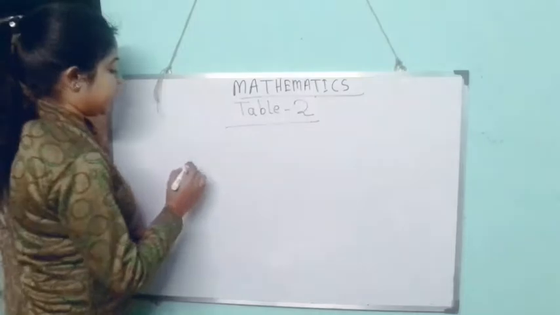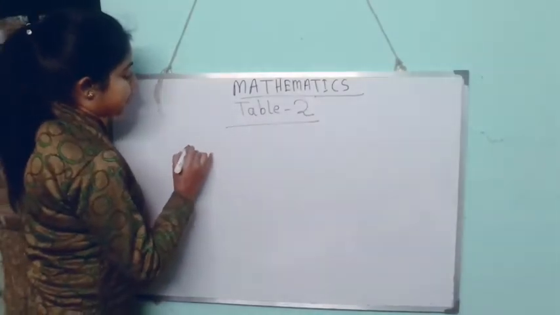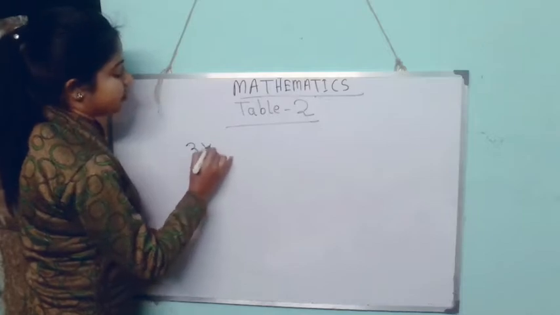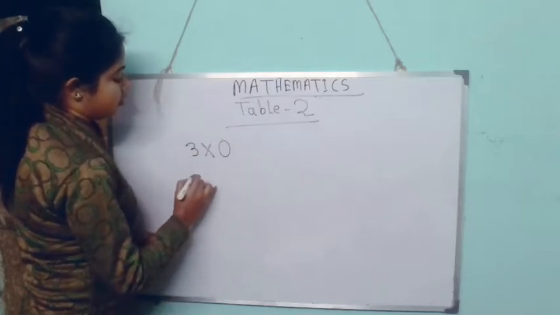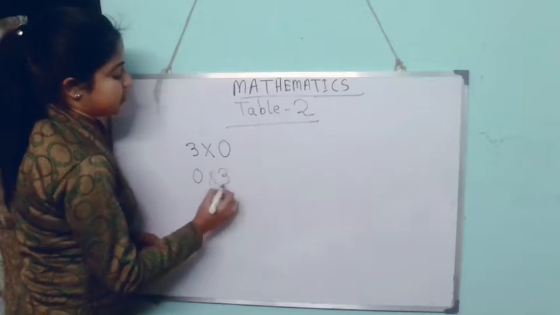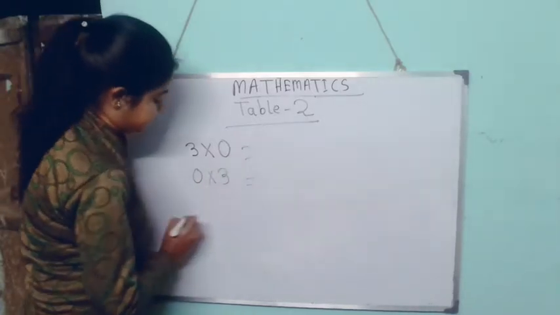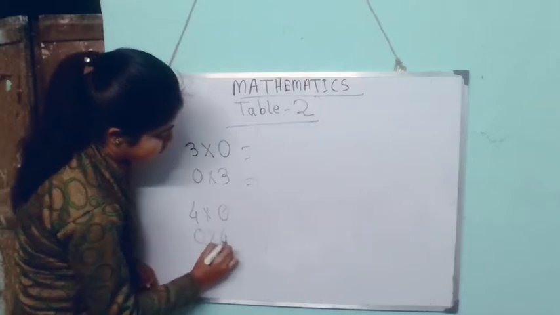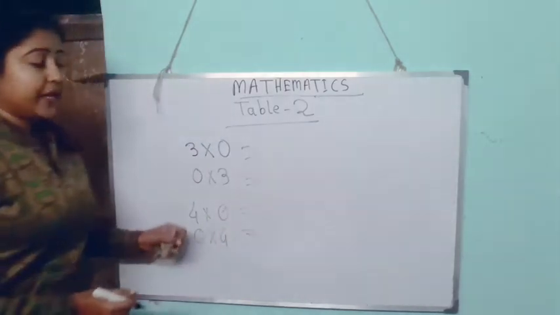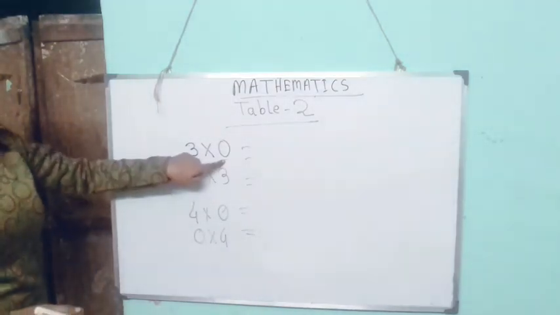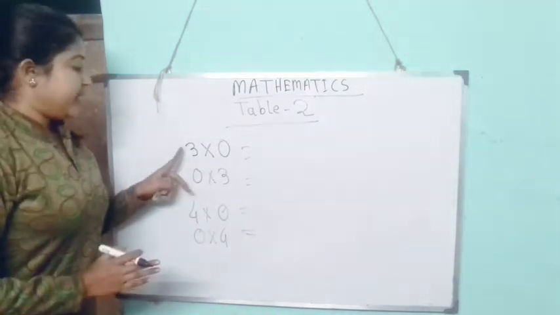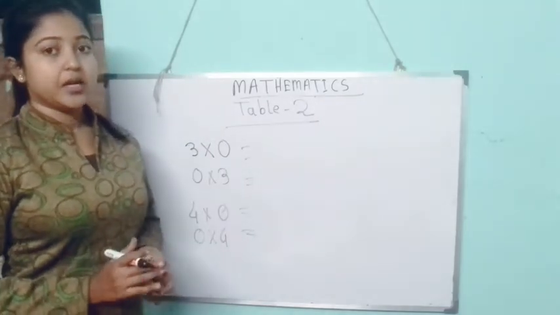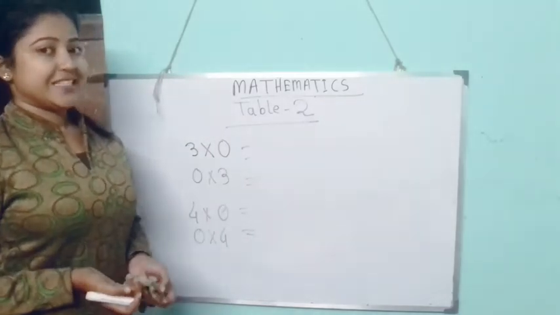First one is, if we multiply any number with 0, or 0 into 3, these are the same. 4 into 0 or 0 into 4, these are the same. Okay, we write 3 first or 0 first, it doesn't matter. If we multiply 0 with any number, the product will be 0.